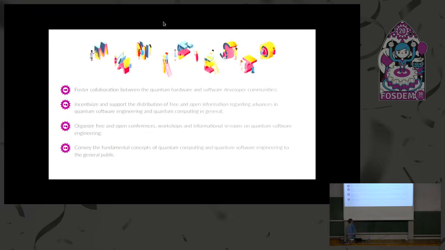On our website, we have a manifesto with 6 items that we want to focus on. Yesterday, when I was looking back at them, I asked myself how many items FOSDEM actually ticks off. It ticks off 4: foster collaboration between the hardware and software community; incentivize and support the distribution of free and open information regarding advances, which was the goal of today, to showcase some of the new projects and updates to existing projects; and organize free and open conferences and events that increase the audience and the community for quantum computing.